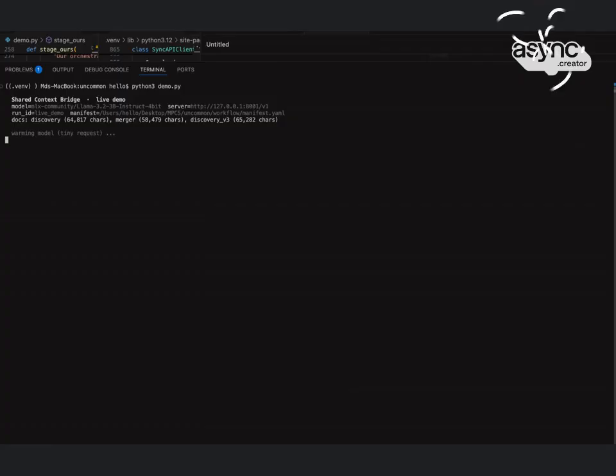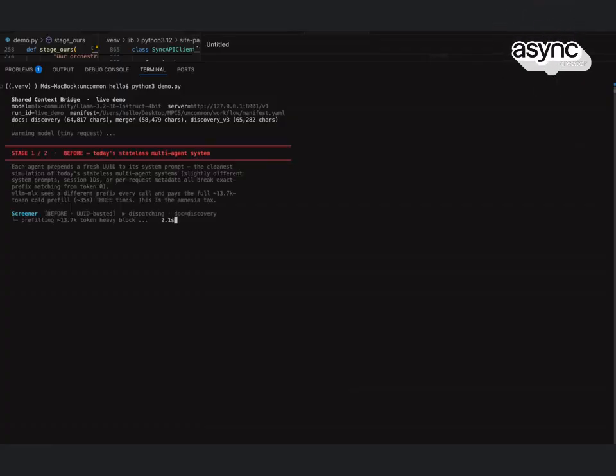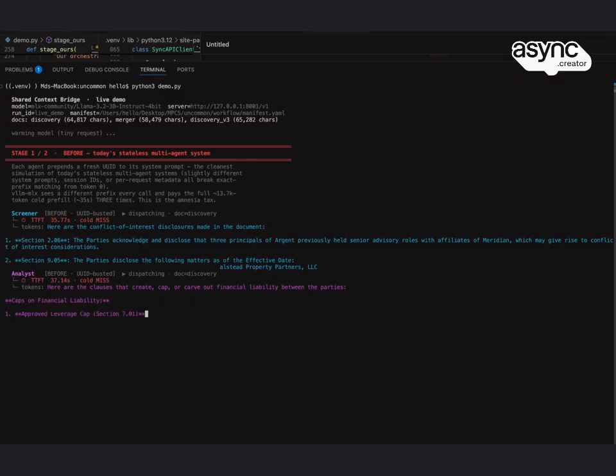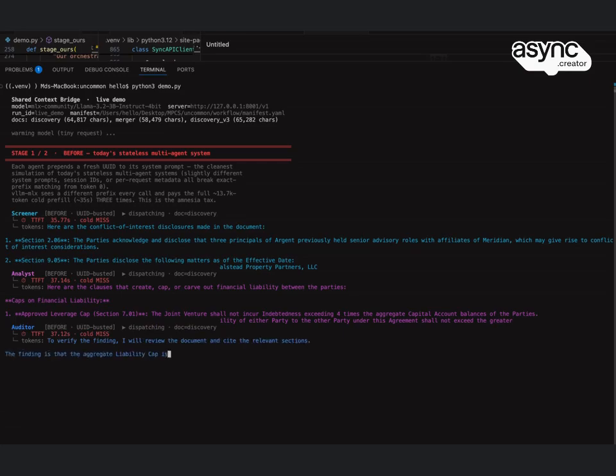This is a live demo of a shared context bridge, a system designed to make multi-agent AI pipelines dramatically faster. In stage 1, we run a stateless setup. Three agents, screener, analyst, and auditor, each perform a full cold retrieval independently. Each one takes around 37 seconds to get its first token. Total time, over 2 minutes.